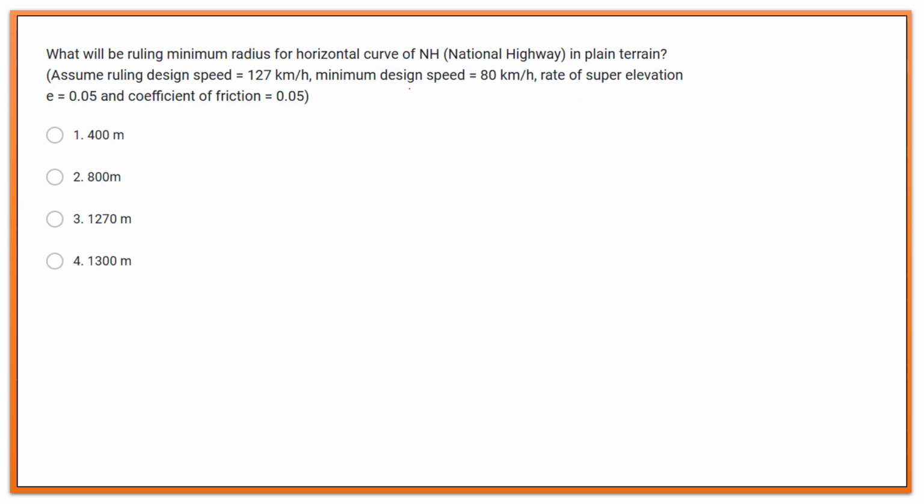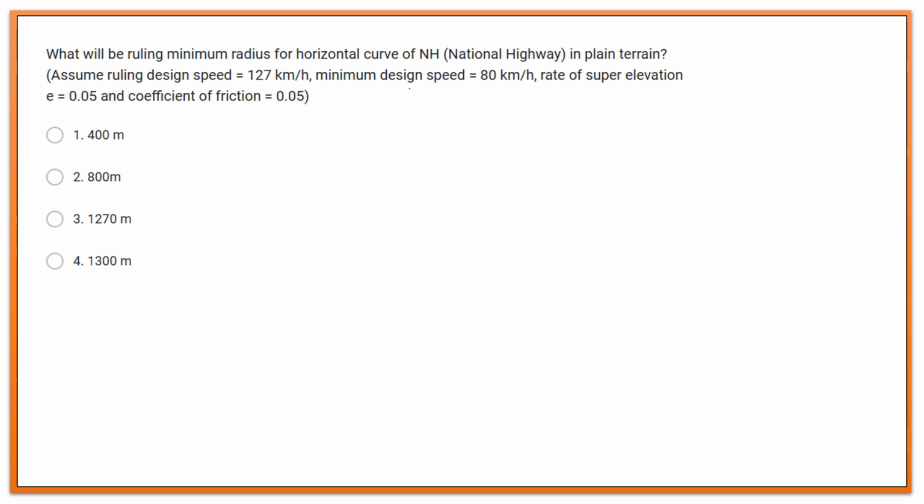Third question. What will be the ruling minimum radius for horizontal curve of national highway in plain terrain? Assume ruling design speed 127 km per hour, minimum design speed 80 km per hour, rate of superelevation is 0.05 and coefficient of friction is 0.05.